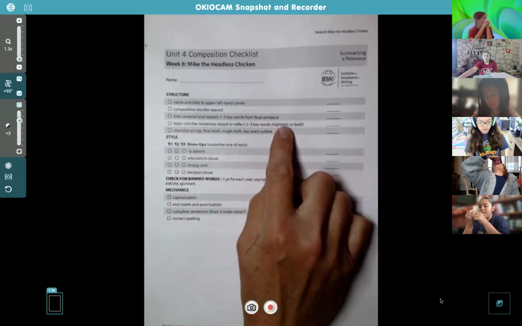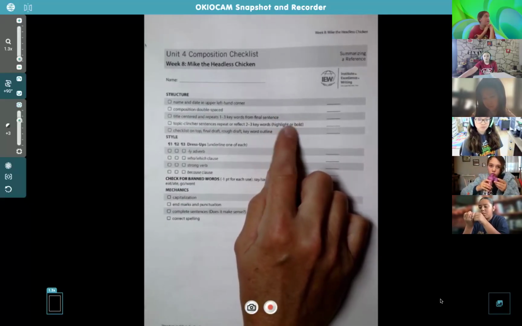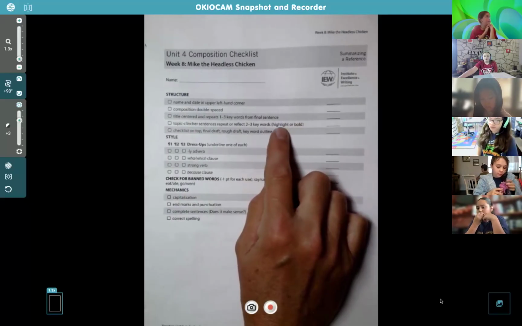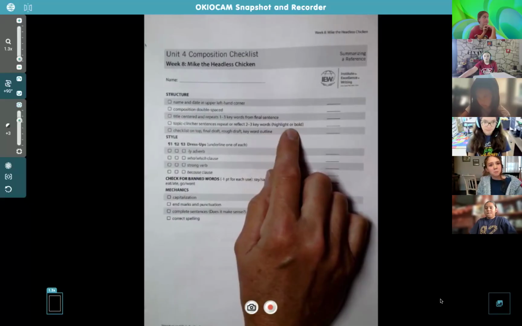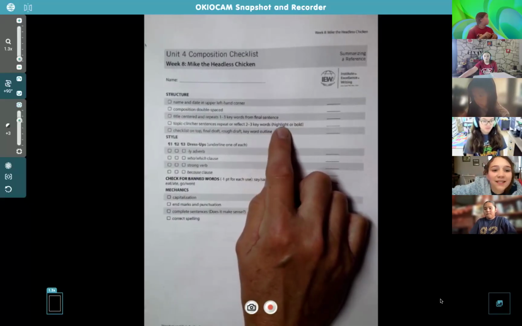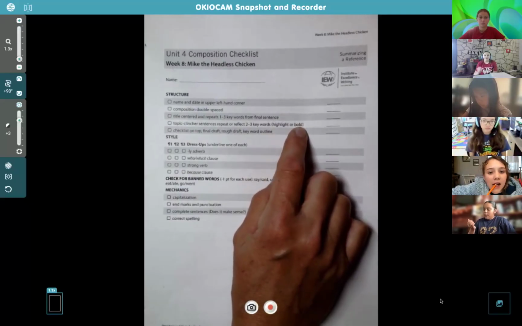And notice it tells you right here, highlight or bold. So you can pick what color you highlight. Just don't do black or dark, dark purple. Stay away from the dark colors. But you can highlight them or make them bold, okay?